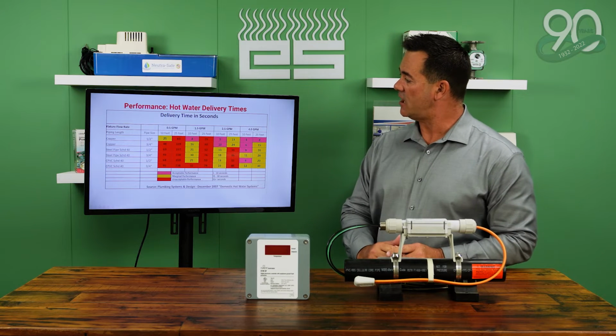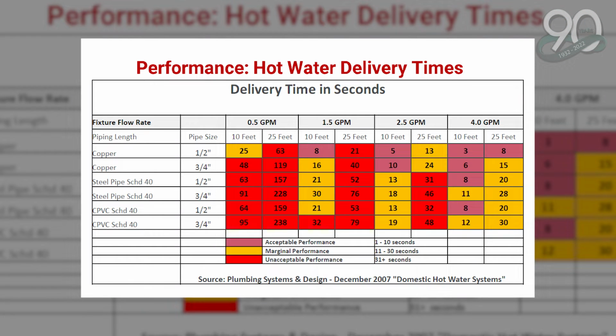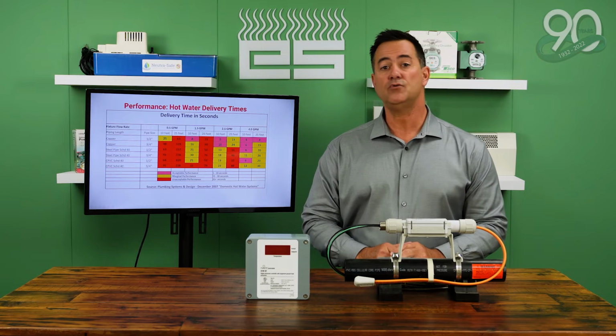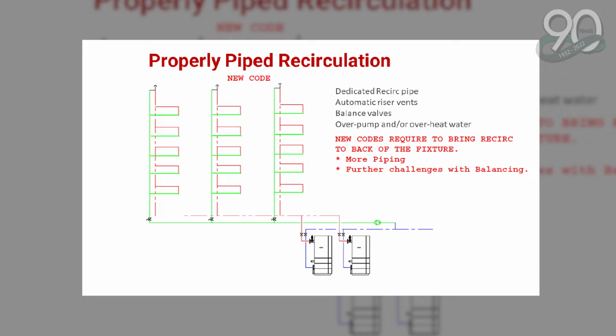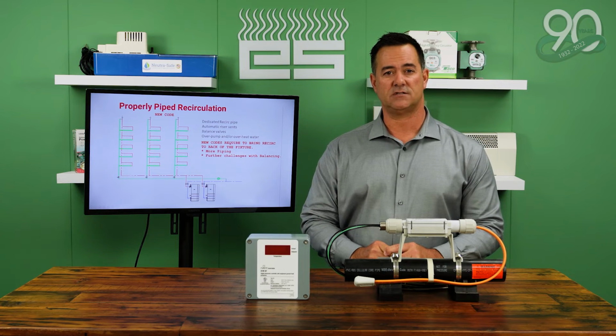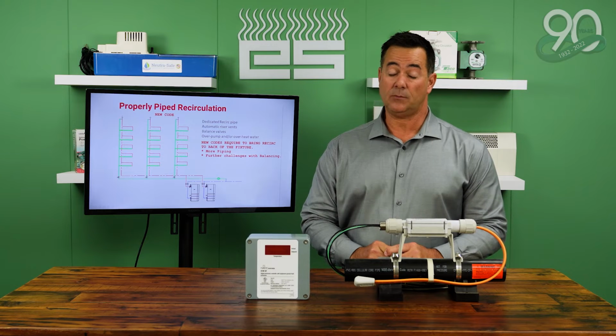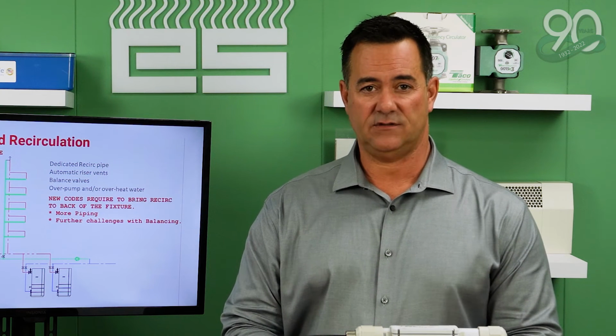This is a chart that shows pipe length, GPM flow, and time to tap. As you can see in this chart, most of these applications are at unacceptable levels for time to tap. This has prompted new codes to address the time to tap issue. New codes require that engineers design systems to bring recirculation piping to the back of the fixture. This creates new problems for engineers due to additional piping and more balancing valves in the equation.